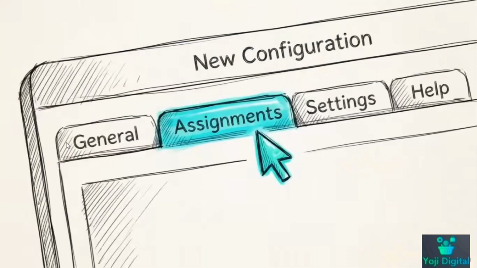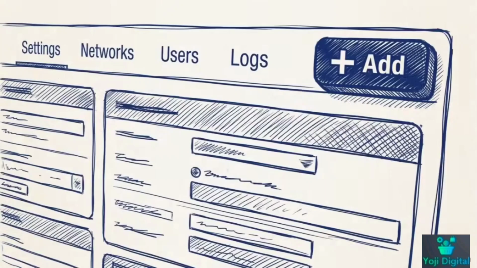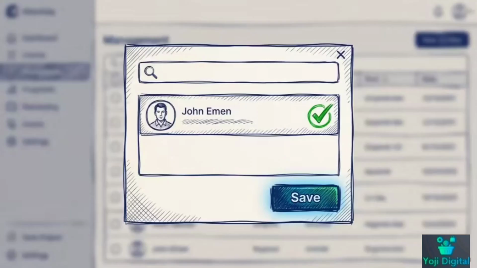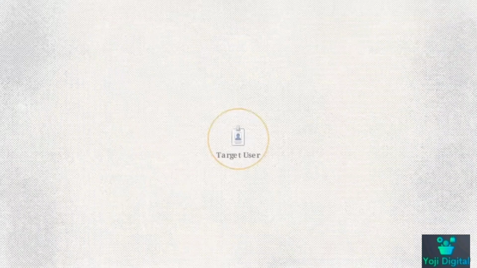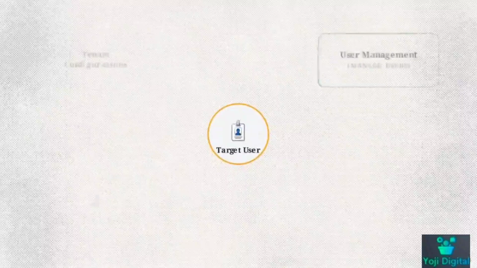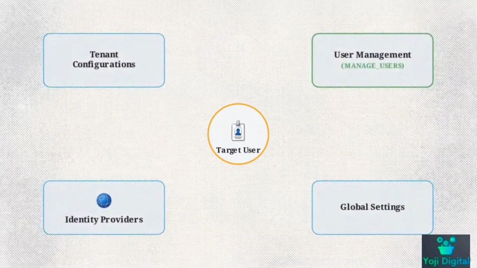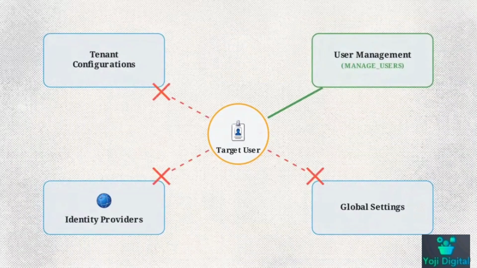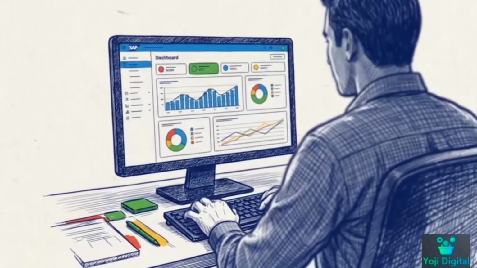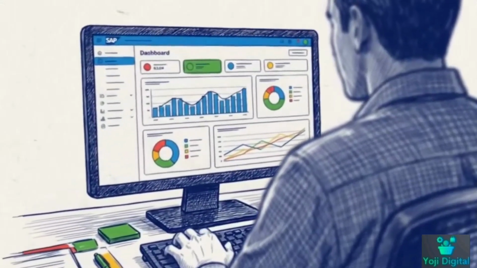Click on the Assignment tab at the top of the screen. Click the Add button to define which user will receive these restricted permissions. Search for the targeted username or email, select their profile, and save the configuration. Assigning the user to the Manage Users policy provides the exact access required for user management without exposing broader tenant configuration.